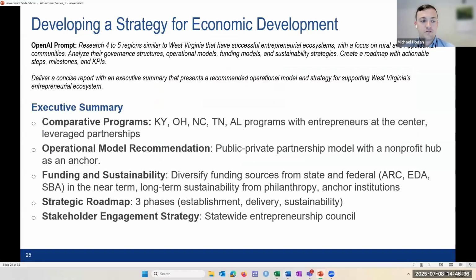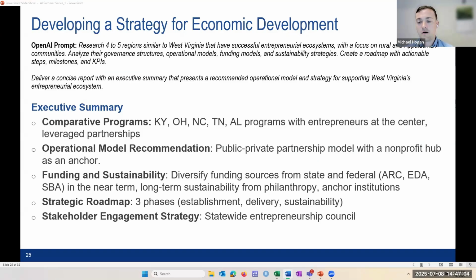And then the third one was we looked to how OpenAI could create a strategy for us. So the prompt was to support standing up an entrepreneurial support organization in a state, in this case, West Virginia. So we prompted it to research 4 to 5 similar regions that have successful entrepreneurial ecosystems, Appalachian focus. We want to look at the structures, operational models, and sustainability and develop a report.